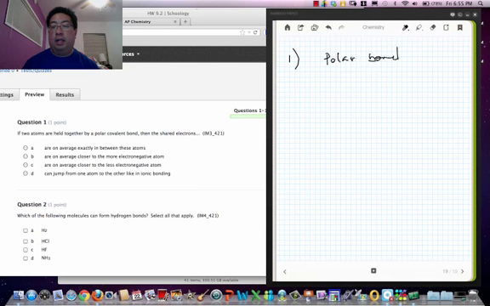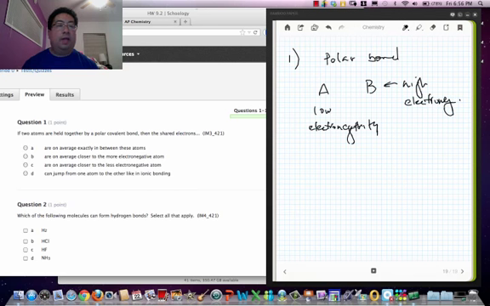if I have a polar bond, that means I have an atom. Let's say we have atom A, and we have atom B. If it's a polar bond, that means that one atom has low electronegativity, I'm sorry, and the B has high electronegativity. Okay? Now, if I have a polar bond, that means that the valence electrons that are being shared are unevenly shared.